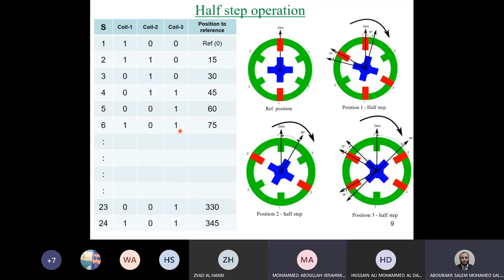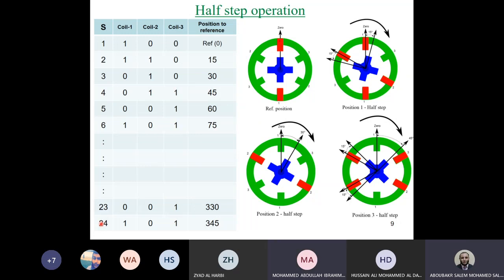So for this case, the step angle is 15 degrees, which is 1/2 of the full step angle, and the number of pulses for one revolution increased to 24. How can we get this number? Simply by dividing 360 by the step angle. So 360 divided by 15 will give you the number of pulses per revolution, which is 24 pulses in this case.